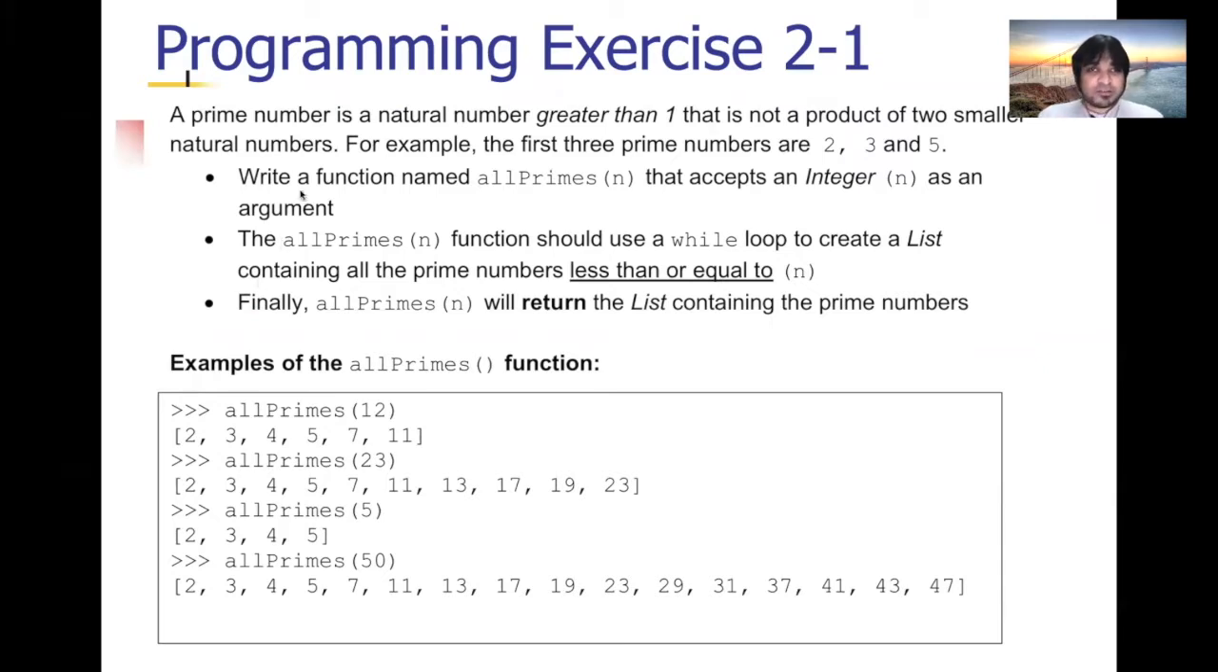So in programming exercise 2-1, what you've been asked to do is to write a function called all primes that will accept an integer n as an argument, and then this function should use a while loop to create a list, which is important, containing all the prime numbers less than or equal to n, right? And before jumping into the program, we should be well versed about what a prime number is.